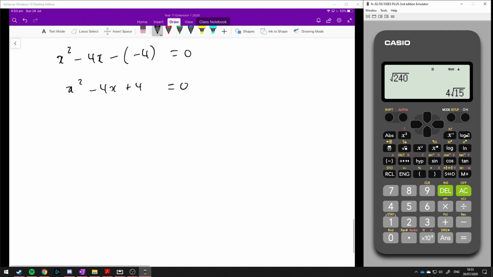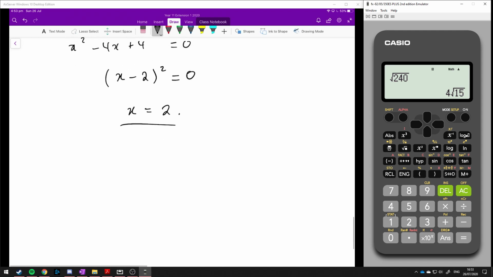So this one is going to give us two numbers that multiply to give 4 and add to give negative 4, so it's going to be x minus 2, and that's going to be squared, which is equal to 0. So x must be equal to 2. So that's how we get our x is equal to 2.